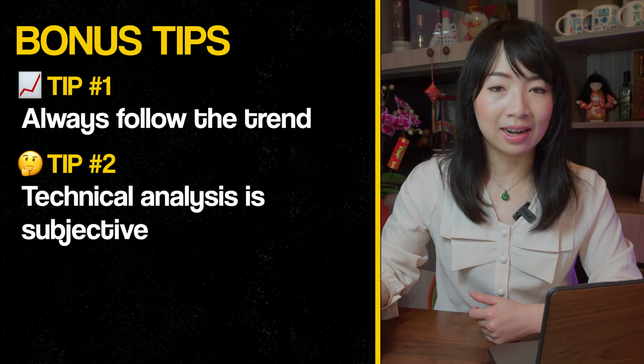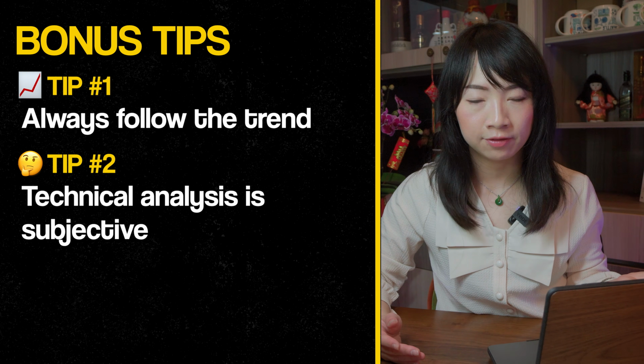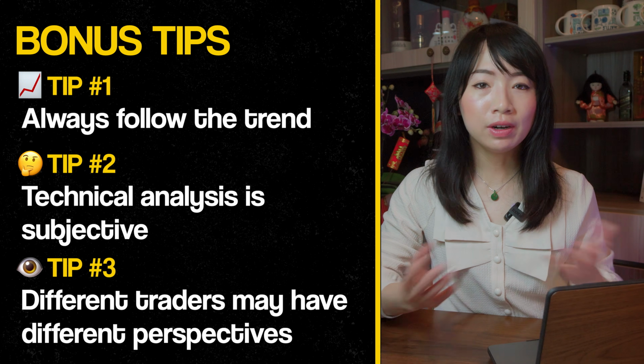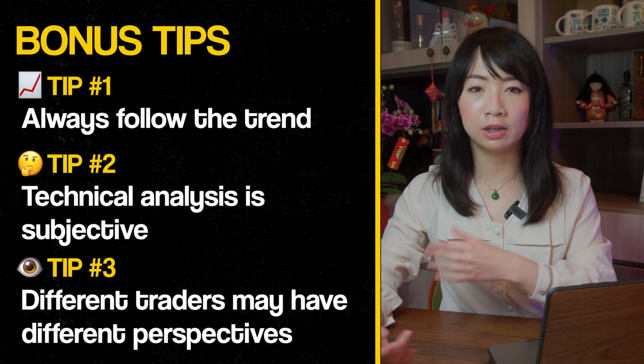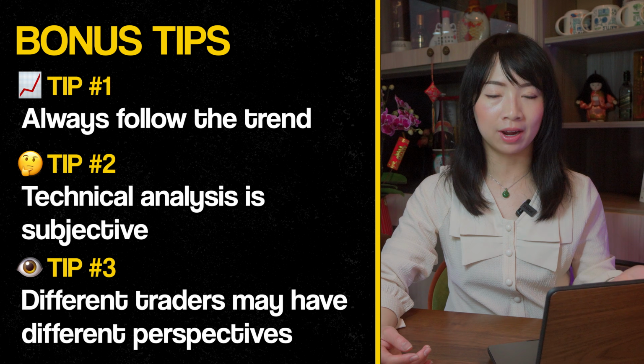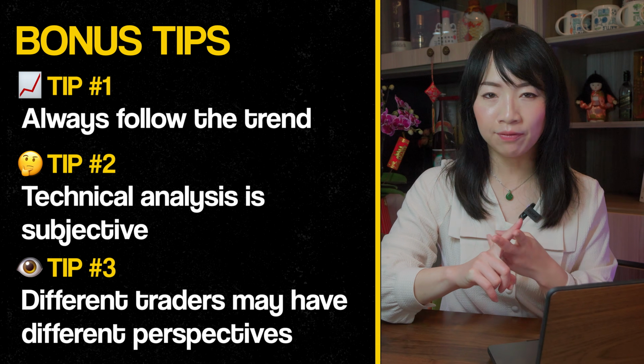Remember, technical analysis could be extremely subjective. You can see a downtrend on the daily chart as a swing trader, but another trader who is an intraday scalper can actually see an uptrend for a long. Number 3, different traders may have different perspectives on a chart, depending on the time horizon, trading style, and different strategies. I hope you enjoyed this lesson on trendline trading strategy and how to apply it into your trading.